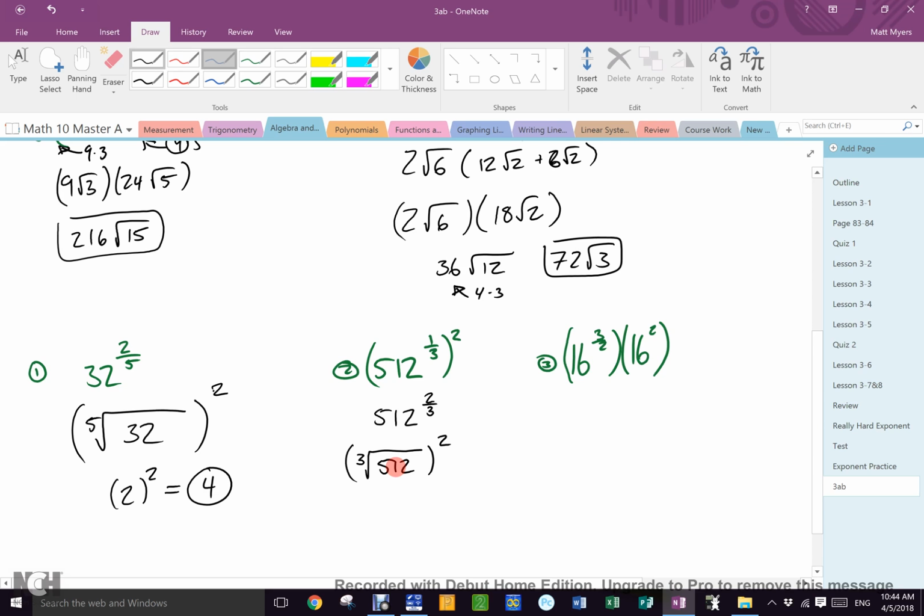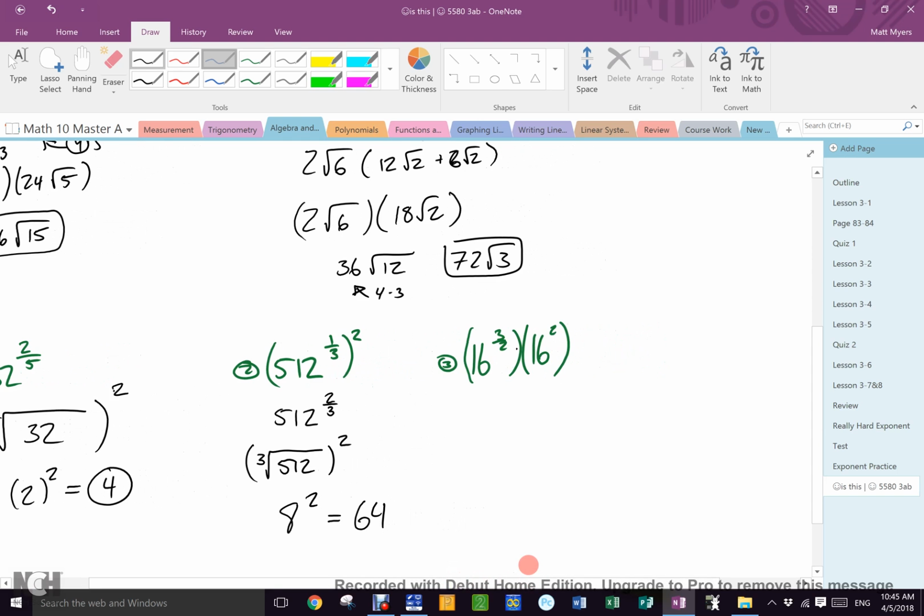If you have it memorized, it's easy. If not, you got to break it down. What is it? He waited patiently. 8. It's 8. 8 squared, which is what? 64. And finally, what do you have to do here? Because this question, ladies and gentlemen, puts together everything we've done. Radicals, exponents, and rational exponents.